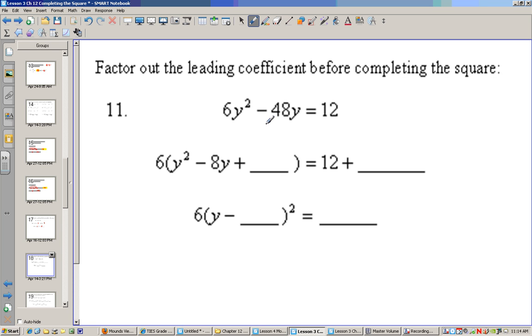On number 11, if I factor out a 6, I get this situation. To make this a perfect square, it's actually a 16. And then 6 times 16 is what we put on this right-hand side. 6 times 16. Let's think about that for a second. I don't know that off the top of my head. 96. So if I add these together, I'll get 108.